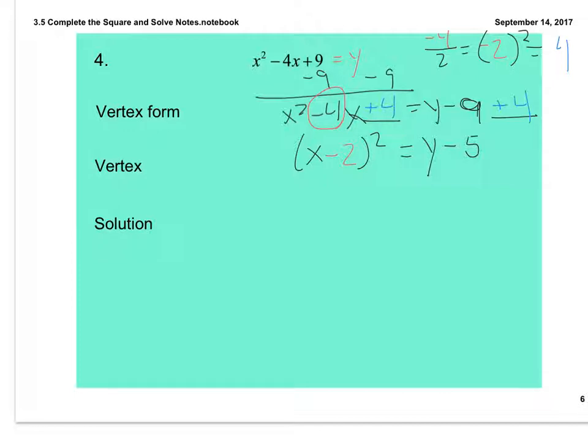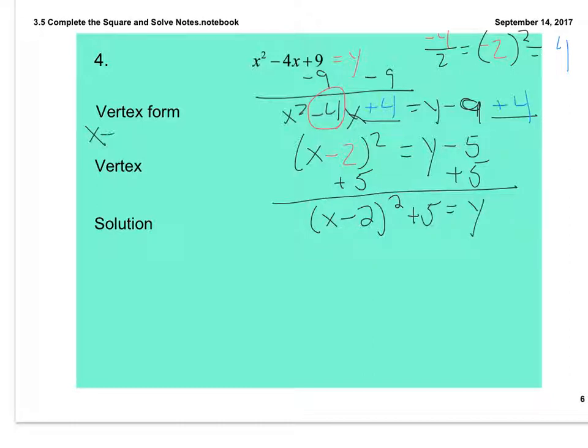At this point, we then add 5 to both sides of the equation. Again, we don't add it to anything in the parentheses because it's really not x minus 2. It is x minus 2 quantity squared. That's going to give us a vertex form of x minus 2 quantity squared plus 5 is equal to y. From that, for our vertex, we're going to take the opposite sign of what's inside the parentheses. So instead of having negative 2, we'll have positive 2. It's the same sign as what's outside the parentheses for our y value, positive 5.